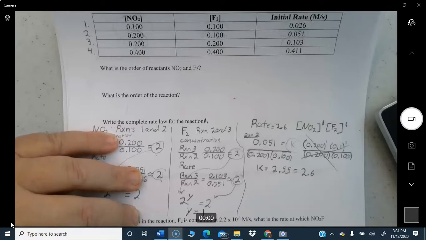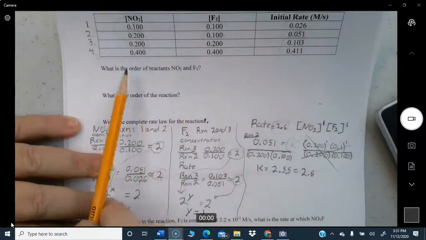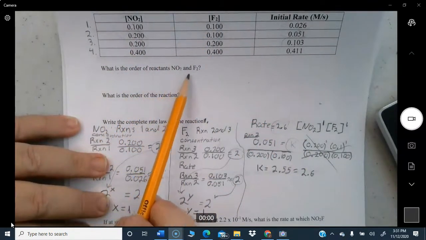Well, you need to have units of measure for K. One thing with a kinetics problem, depending on the order of the reaction, will determine what the units of measure for K are. That's a question they could ask you on the AP exam. So let's know how to figure that out. By the way, we can now answer these questions. What is the order of reactants NO2 and F2?